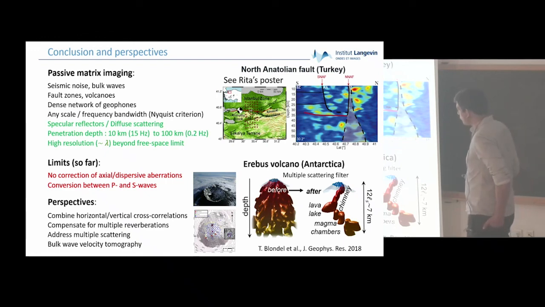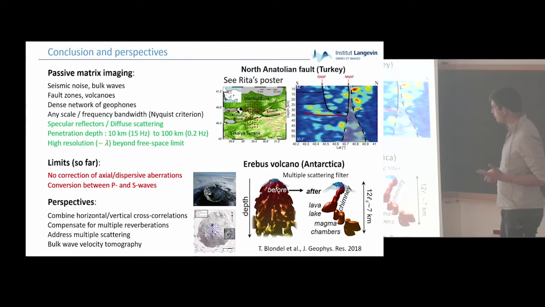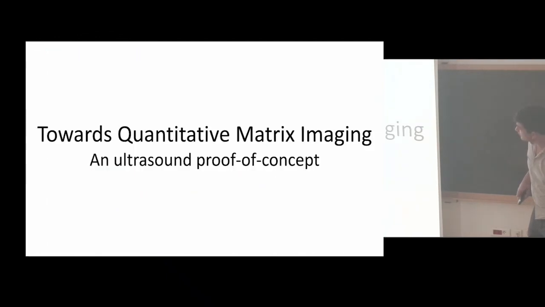You have a scattering mean-free path which is of the order of the wavelength. So it's extremely scattering. So we managed to detect the big structure inside it, but we did not use multiple scattering to improve the focusing process. So this is something that we plan to do in the next few months with Rita.